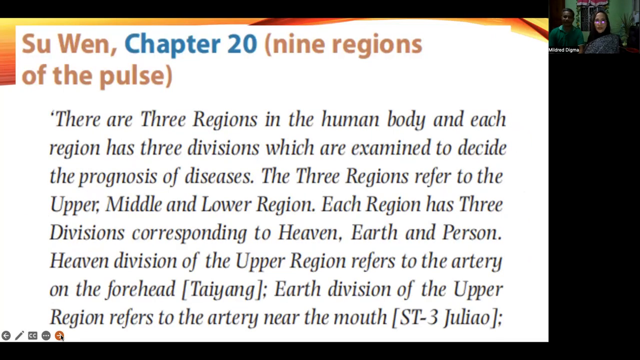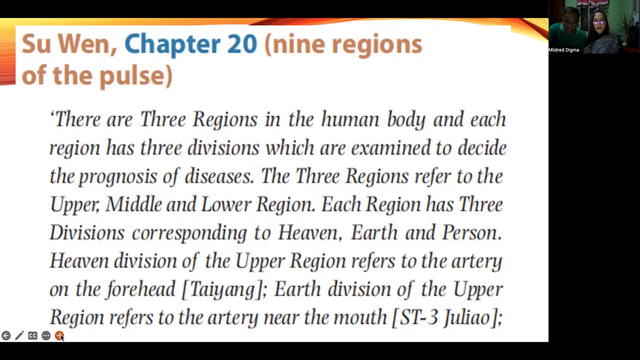Ito po yung chapter 20. Okay, so chapter 20 tayo, 9 regions. There are 3 regions in the human body, ulit kanina, and 3 divisions. So 3 regions, 3 divisions, which is used to decide the prognosis of the disease. The 3 regions refers, ulit-ulit, nahati, yung 3 regions sa taas, sa gitna, at sa baba. Or yung kanina, sa ulo, sa kamay, at sa paa. Each region, sa bawat isang region ay nahati naman sa 3 divisions. Kaya ito may heaven, earth, at person.